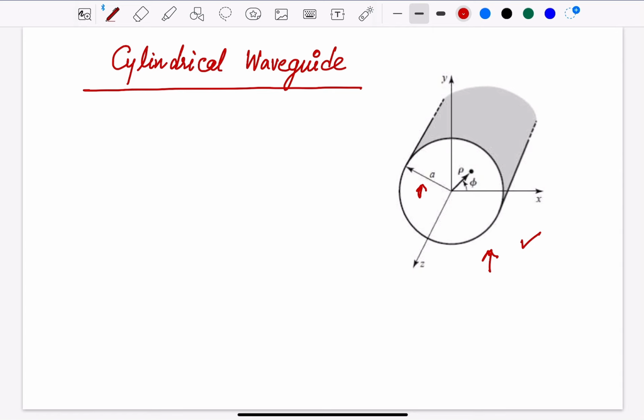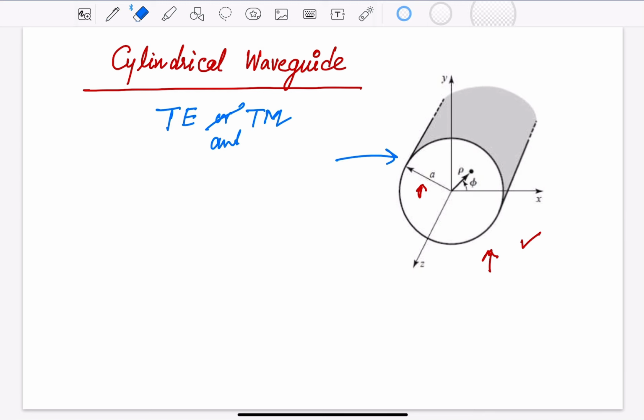This kind of geometry, or the waveguide, which is made of a single conductor, can support the TE and TM modes, because of the nature of the geometry being made of a single conductor.